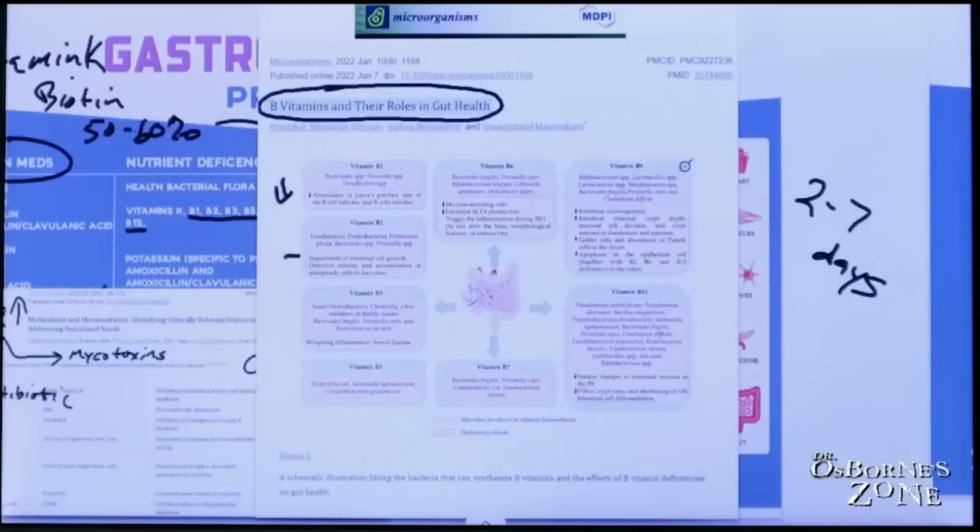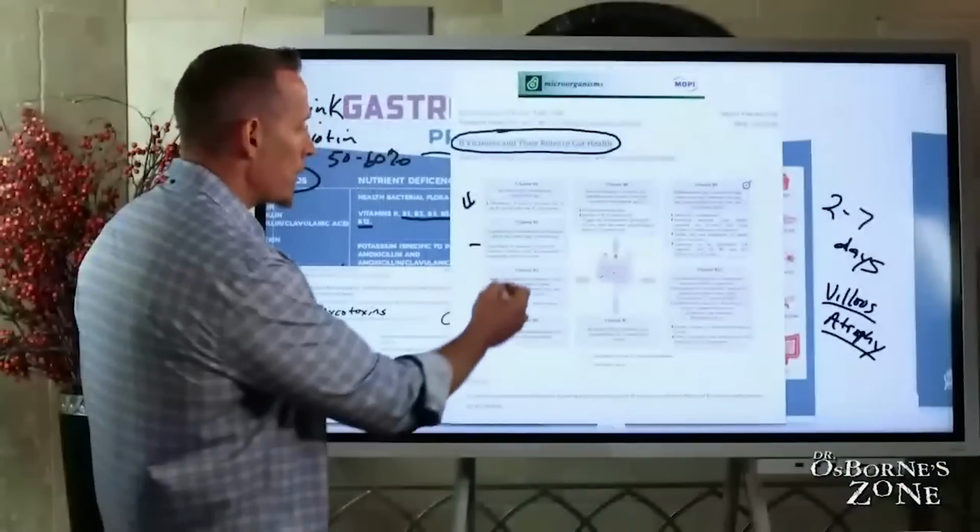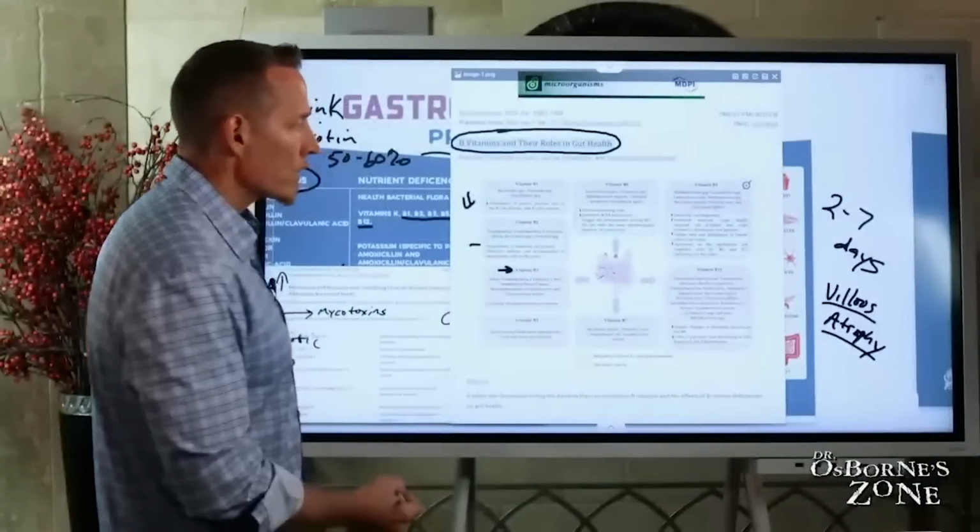Vitamin B3, relapsing inflammatory bowel disease. There's some research that shows that niacin deficiency can actually cause villus atrophy. And this is especially important for those of you maybe with celiac disease, where you were diagnosed because your doctor found villus atrophy in your small intestine. Well, vitamin B3 deficiency can cause villus atrophy.